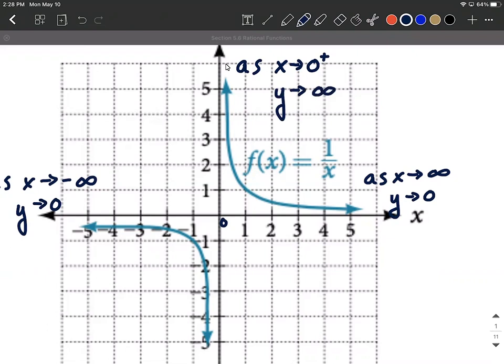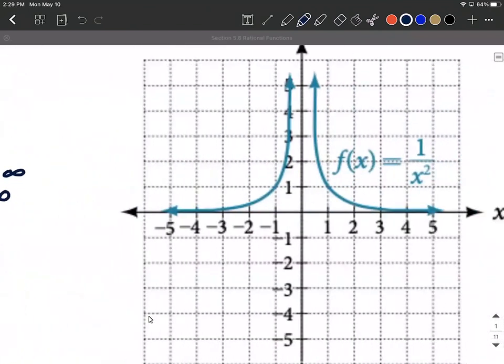We can also say on the left-hand side, as our x values approach 0 from the left-hand side, so using the superscript of a negative, that means that as we walk on top of this graph, getting closer and closer to 0 for an x value, our y values tend to go down forever. So we'd say the y values approach negative infinity. Basically, wherever you see the arrow, we're going to say approach instead of an arrow.